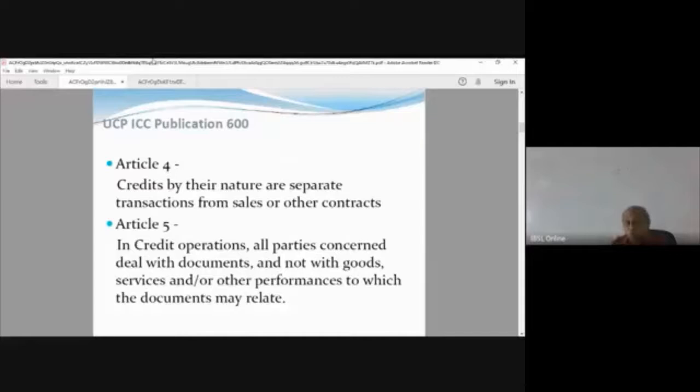Then Article 5. In credit operations, all parties concerned deal with documents and not with goods, services, and or other performances to which the documents may relate. Right? We are only dealing with documents. We have nothing to do with the goods, or services or any other performance. It's immaterial. We are only dealing with the documents, right? That is number 5.